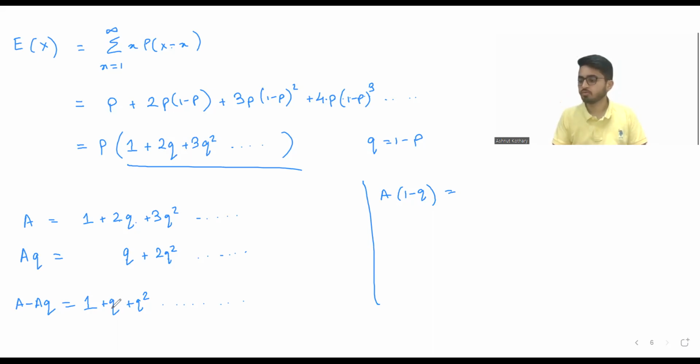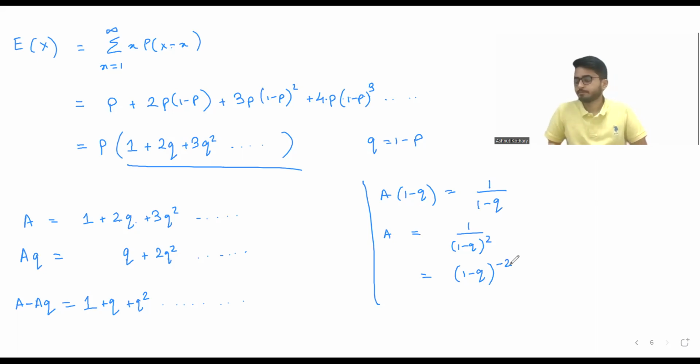Now q, what is q? It is 1 minus p. What is p? p lies between 0 and 1. So q also lies between 0 and 1, so automatically my condition is satisfied. So this will be 1 divided by 1 minus q. So what am I getting? A equals 1 divided by 1 minus q, or I can write this as 1 minus q whole to the power minus 2. See if the steps are clear to you or not.